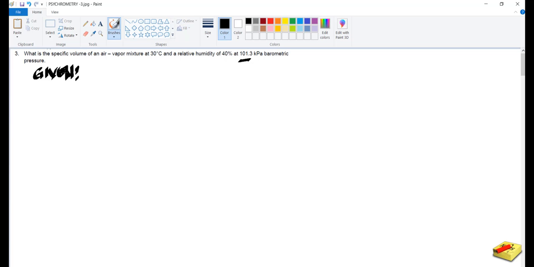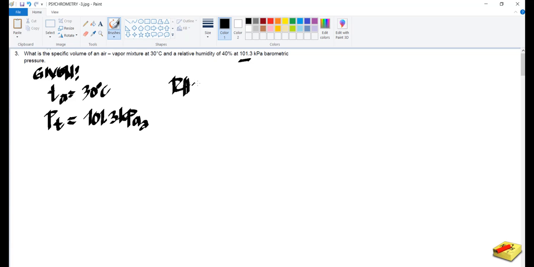So given, we have the temperature of the air, which is 30 degrees Celsius. Then the total pressure, which is absolute, is 101.3 kPa, and we have the relative humidity, which is 40%. So what we're looking for is the specific volume.